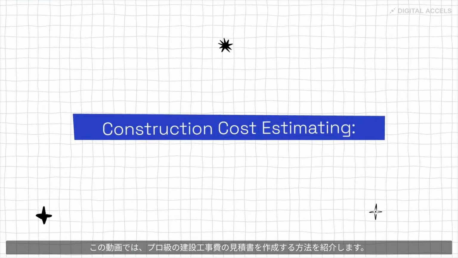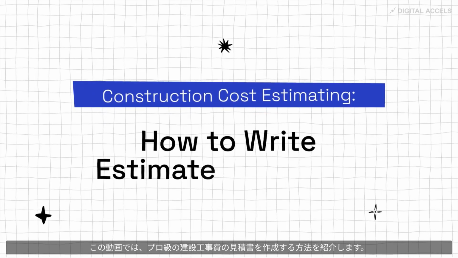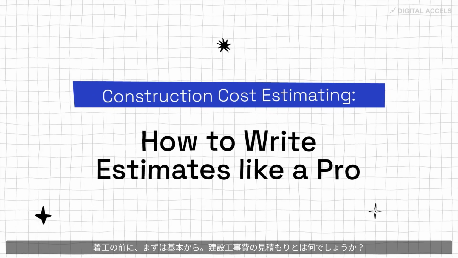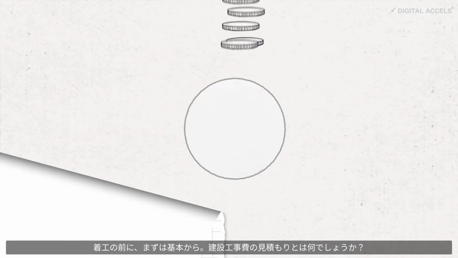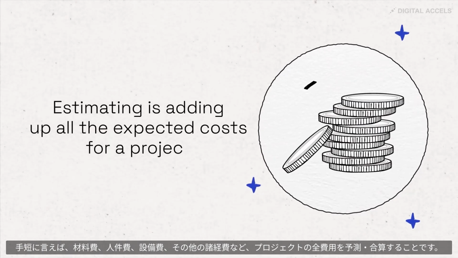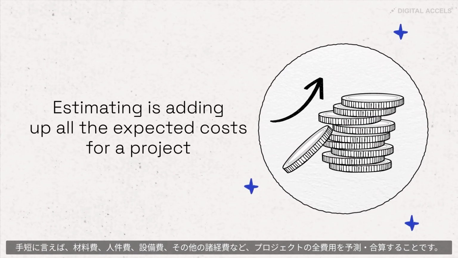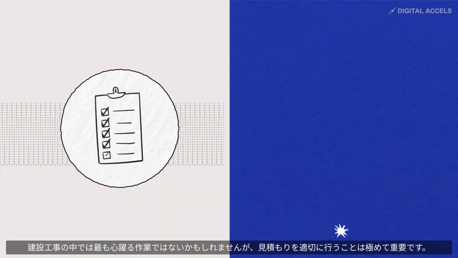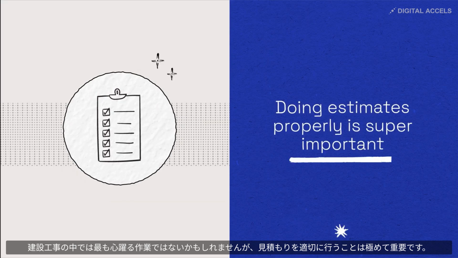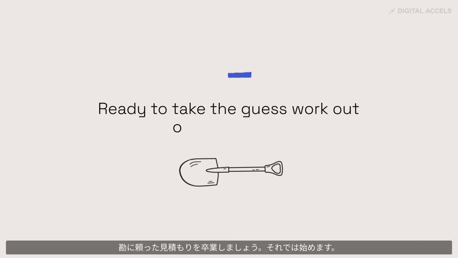Welcome to our video on construction cost estimating and how to write estimates like a pro. Before we break ground, let's cover the basics. What is construction cost estimating? In short, it's adding up all the expected costs for a project: materials, labor, equipment, and other fees. It might not be the most exciting part of construction, but doing estimates properly is super important. Ready to take the guesswork out of estimating?